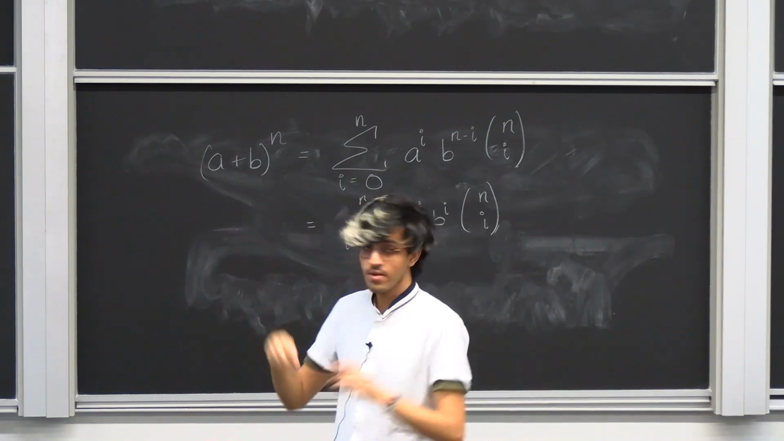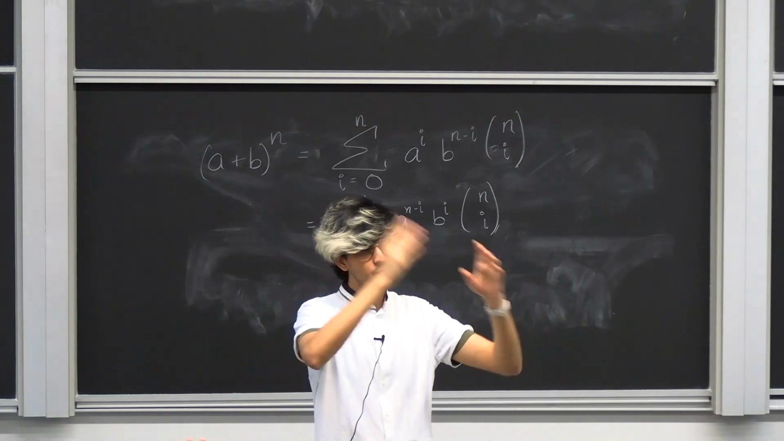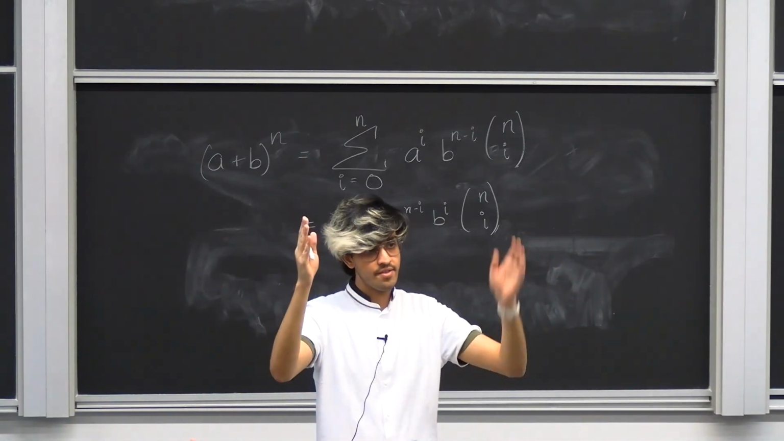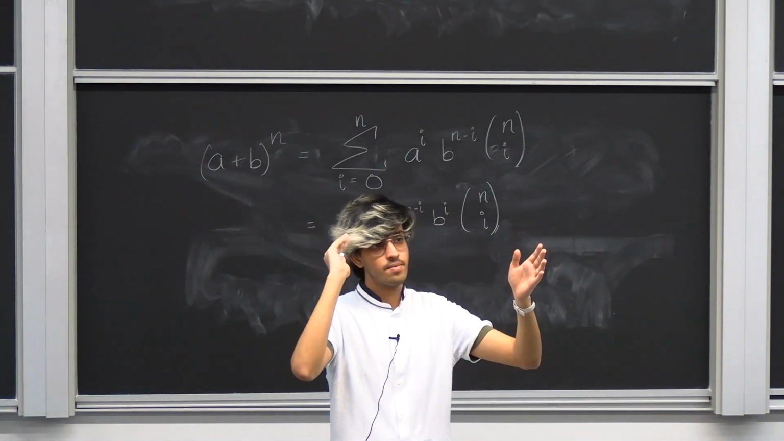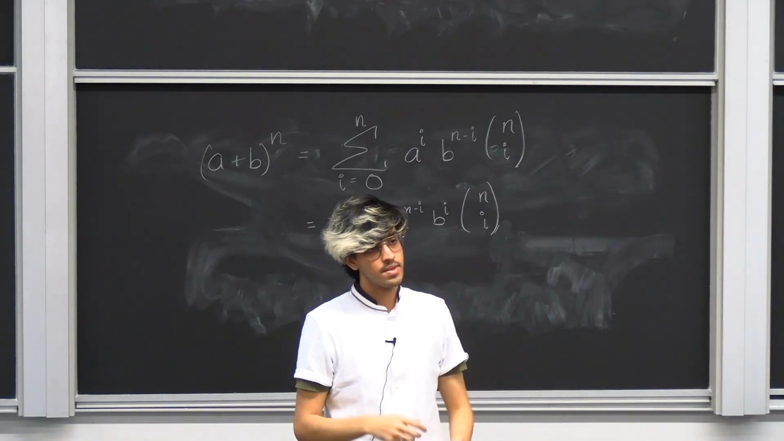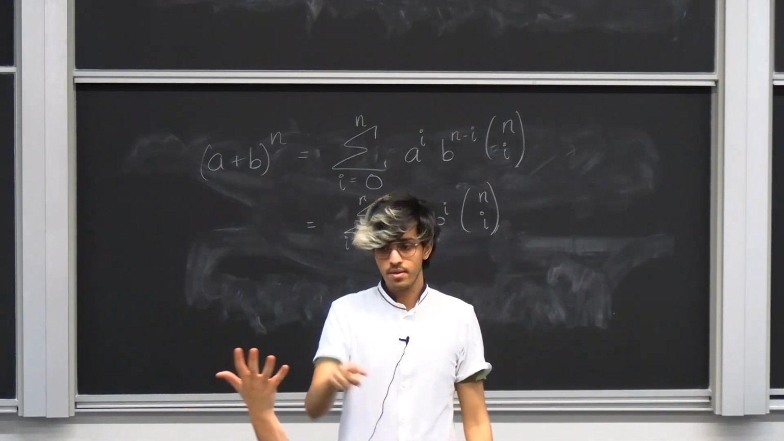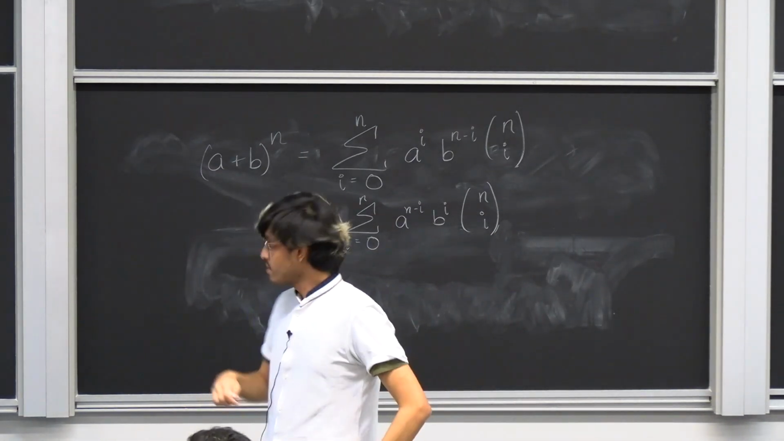So for example, 4. Then you have 0, 1, 2, 3, 4. The 4 cancels out with 0. 1 cancels out with 3. What about the middle element? There's a simpler argument to be made. We can use the binomial expansion formula.